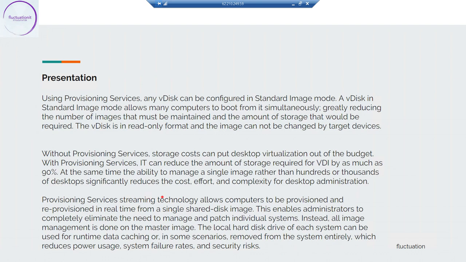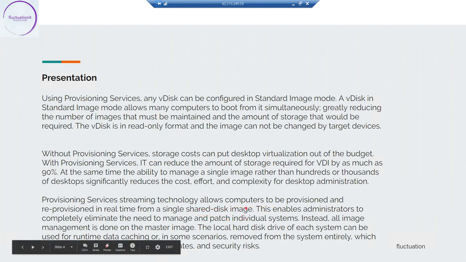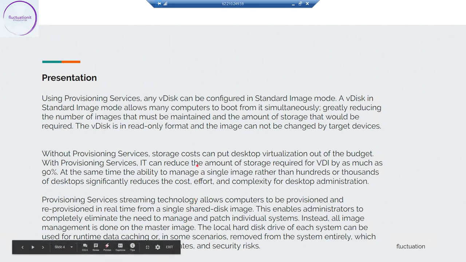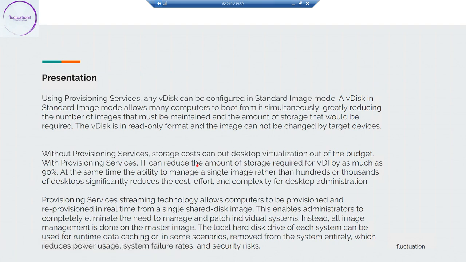PVS streaming technology allows computers to be provisioned and reprovisioned in real time from a single shared disk image. This enables administrators to completely eliminate the need to manage and patch individual systems. Imagine, this is the dream. You have, for example, 100 VMs with 100 hard disks, and you must patch all of them. No. Instead, all image management is done on the master image. Just one master image. The local hard disk of each system can be used for runtime data caching, or in some scenarios removed from the system, which reduces power usage, system failure rates, and security risk.